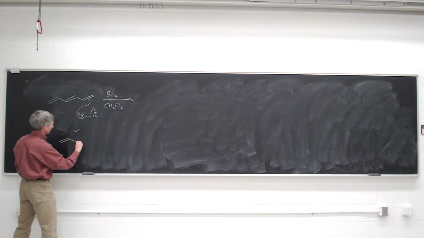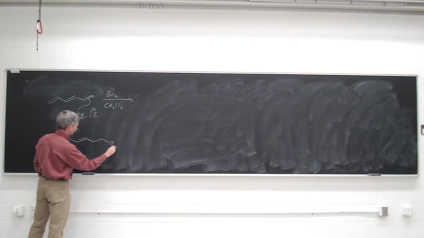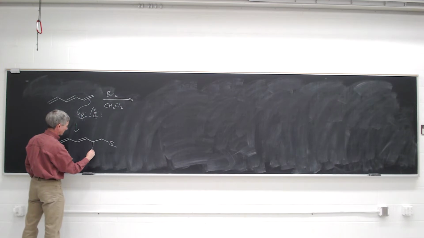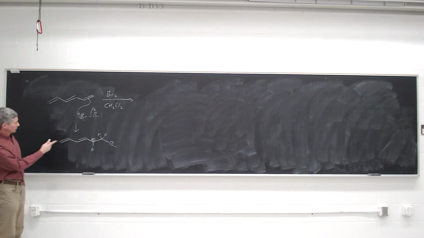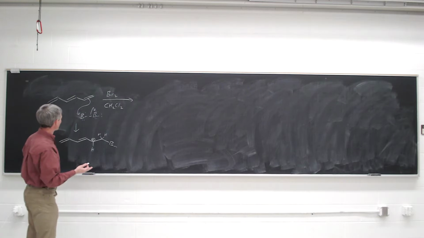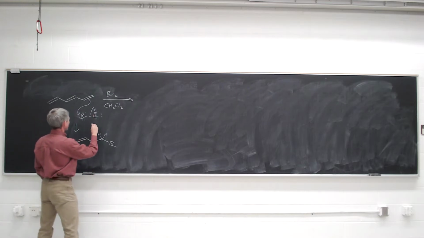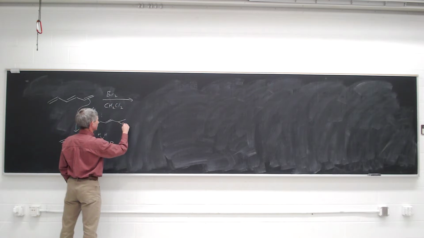And it will be attacked at the end, because by attacking at the end, we generate a carbocation. And you'll notice that I've drawn this as an isolated carbocation rather than as a bromonium ion. The bromonium ion is a likely intermediate, but it would be very short-lived.